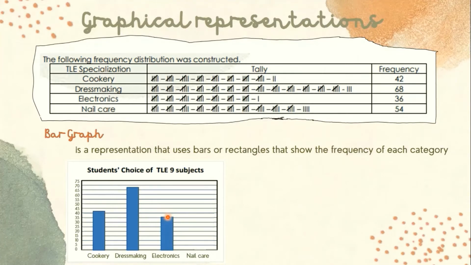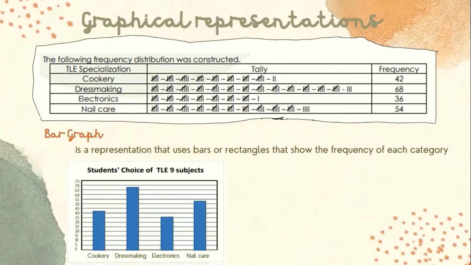Lastly, we have the nail care na ang frequency ay 54. Sa tapat ng nail care natin ilalagay. At yung ating frequency ay magsisimula sa 0 up until 54. Pansinin, ito yung ating grid for 50, ito naman for 55. Yung ating rectangle para sa bar graph natin, para sa nail care, ay just below 55. Dahil 54 yung ating itinatag.